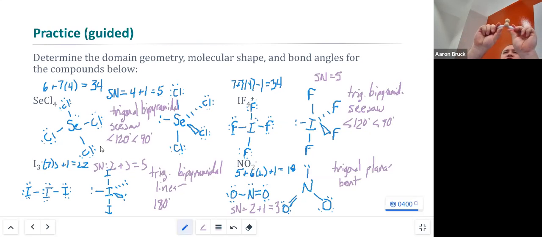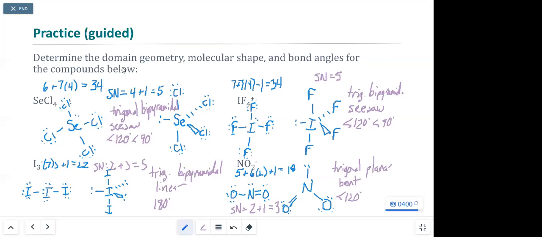This is also going to push on these bond angles. So they are currently at 120. This is going to push on them a little bit more, bring them down below 120 degrees. All right, any questions on these structures?